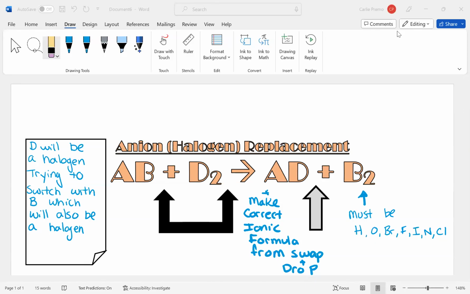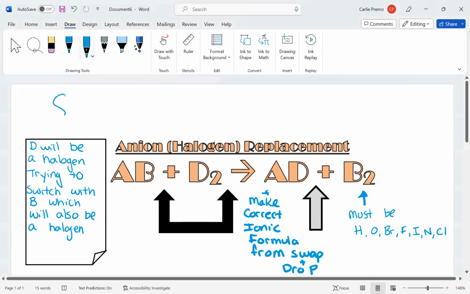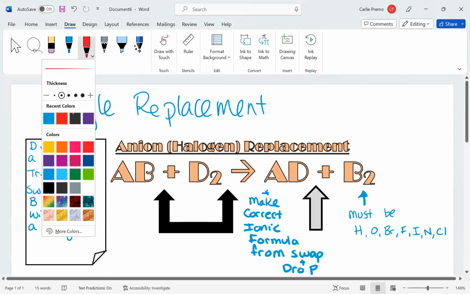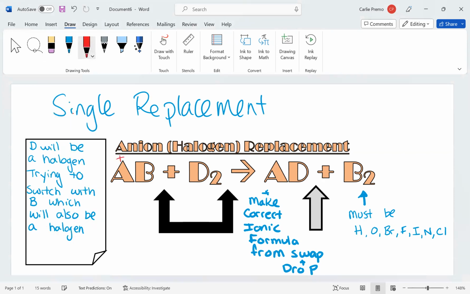This is the second half of our single replacement notes, where instead of cation replacement, we're going to be dealing with anion replacement. The difference being, last time we had A representing a cation, which it still does, B representing an anion, which it still does. But now instead of another cation here, we're going to have another negatively charged ion. Specifically, we are going to be talking about halogens.